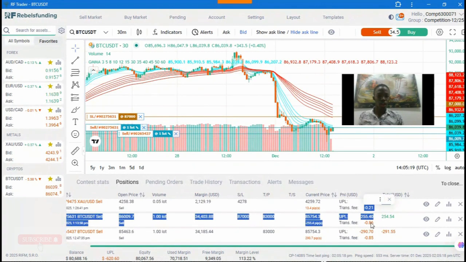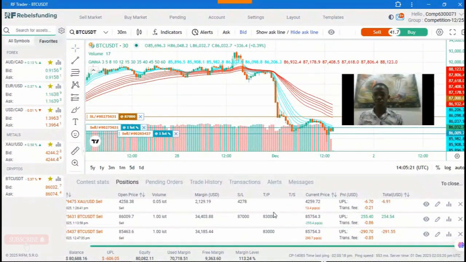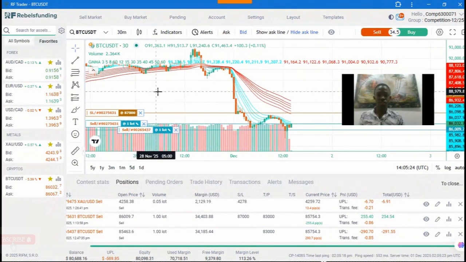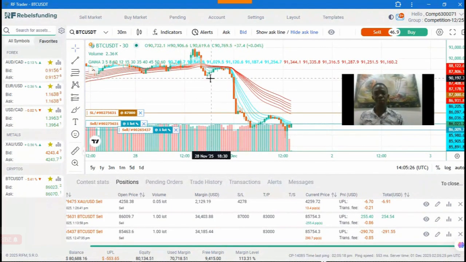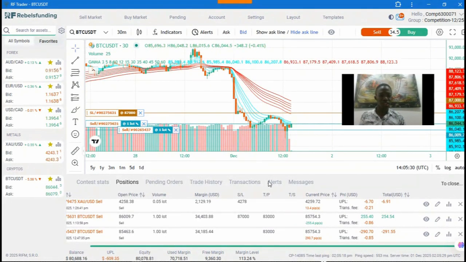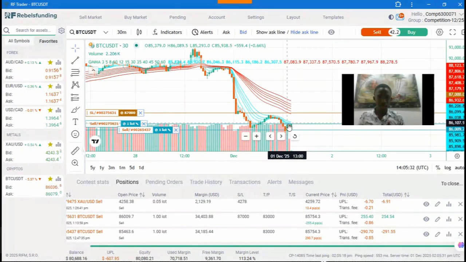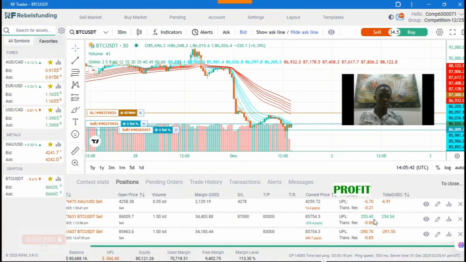Currently this is BTC. I'm trading BTC. I can see the GMMA is on my charts on the website. Currently you can see I made a sell down here. This is a sell, then this is a sell stop. So it was also triggered, and that's why I'm making profit here. So you can see this.